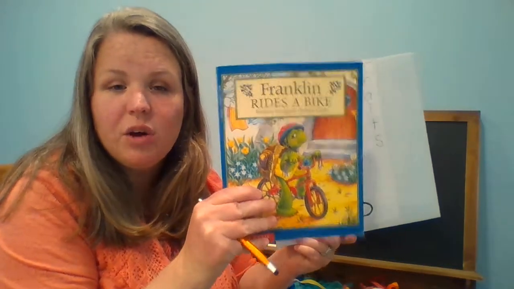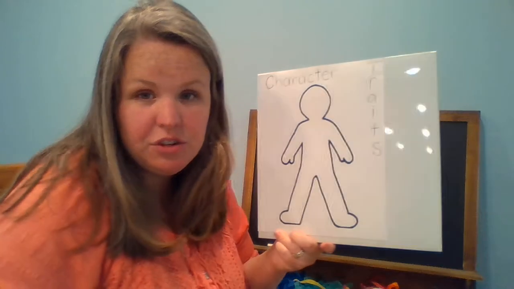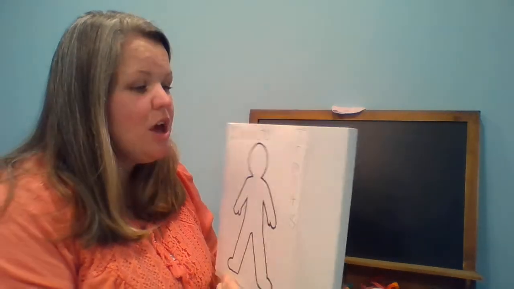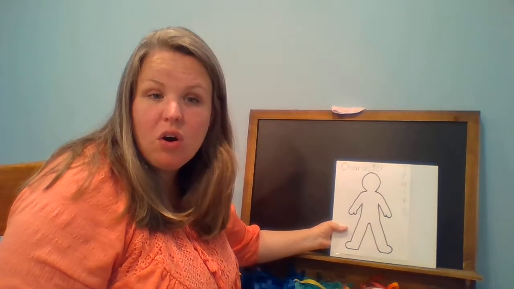Franklin Rides a Bike. So I did choose Franklin as our character that we're going to be watching for, both inside and outside character traits. So I will stop as we go through the story to fill in our organizer. So this is another type of a graphic organizer, just like we would organize before we write something.